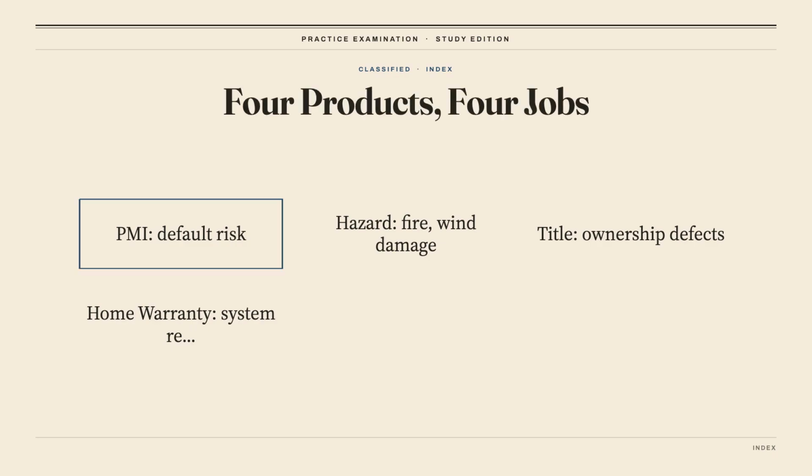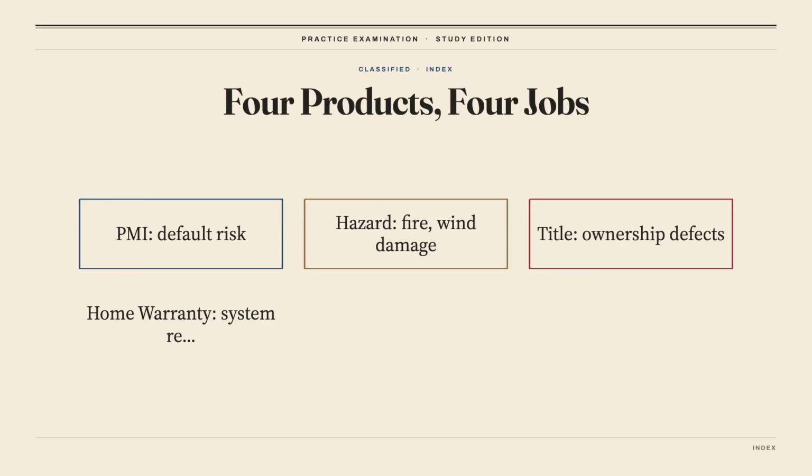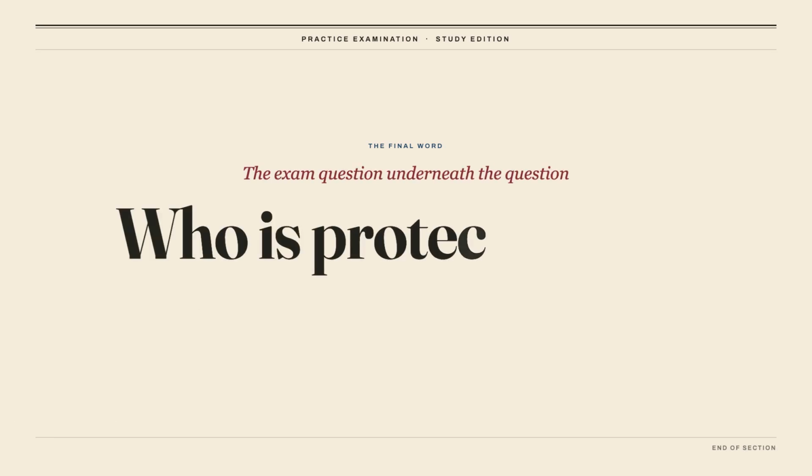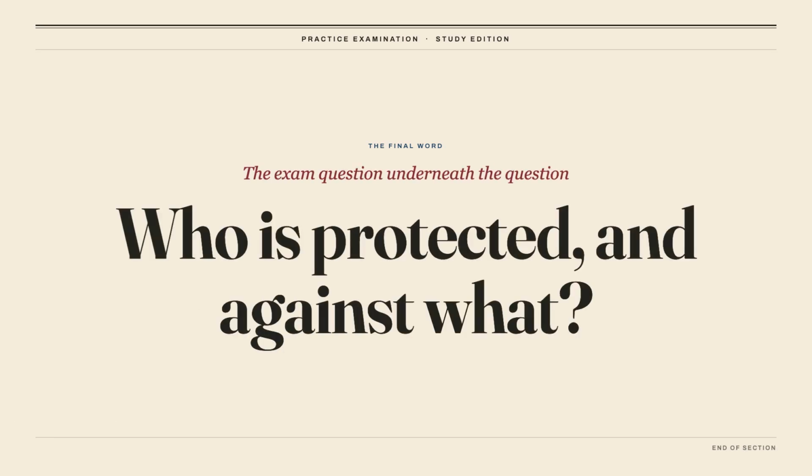Four products can sit in the same file, each answering a different question. Hazard insurance covers fire and wind damage to the structure. Title insurance covers defects in ownership like forged deeds or hidden liens. And a home warranty is simply a repair service contract for the buyer's peace of mind. At every closing table, the organizing question is the same. Who is being protected and against what risk? Answer that and the right product identifies itself.